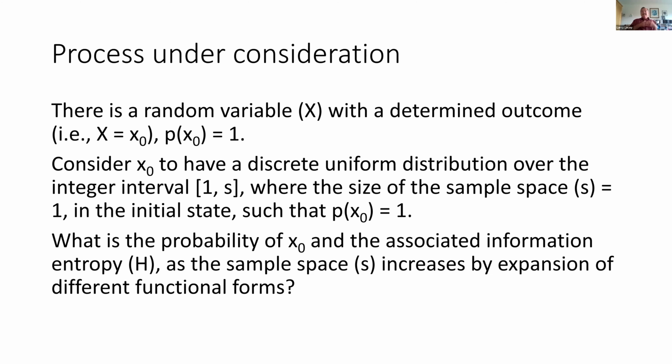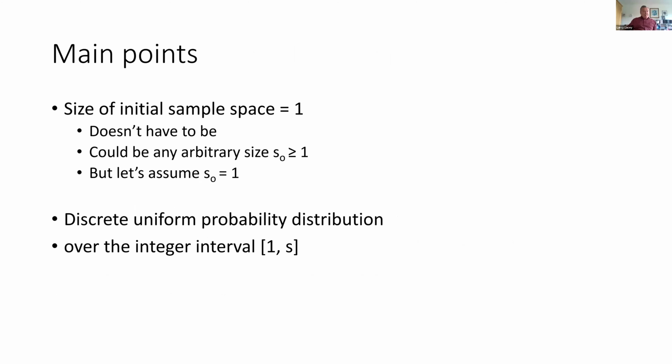I want to look at it in a few different situations. The first one is going to be a simple exponential expansion of the sample space. And then I'm going to talk about sampling space expansions by means of different functional forms. Is that kind of clear? But in case that's not clear, here are the main points. We're talking about a sample space that can expand. We're talking about a uniform distribution.